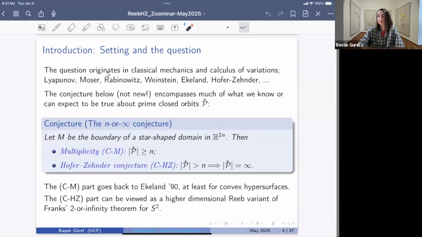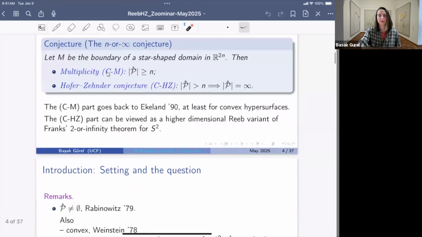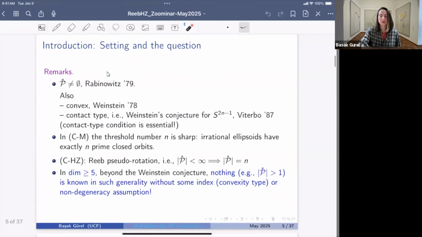The multiplicity part, as I said, is the much more studied part, and we're going to look at some of the results a bit later. It goes back to the work of Ekeland in the 90s, at least for convex hypersurfaces. And the second part can be thought of as a higher dimensional Franks' theorem for S^2, or, in the Hamiltonian case, the Hofer-Zehnder conjecture, the contact Hofer-Zehnder conjecture.